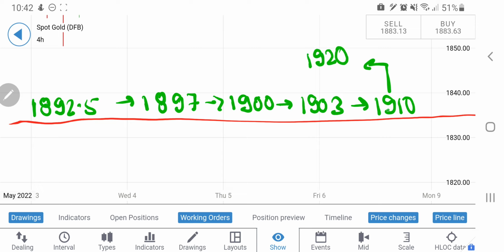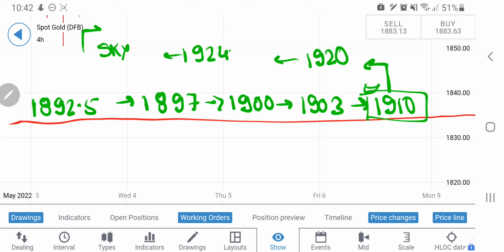It can reverse any point of time till 1910, because this is going to be the double top for last week probably. So I'll be watchful here, and if it breaks this and sustains above, we may see it hitting 1920 and 1924 levels. Beyond that, sky is the limit. It can try to fly high.